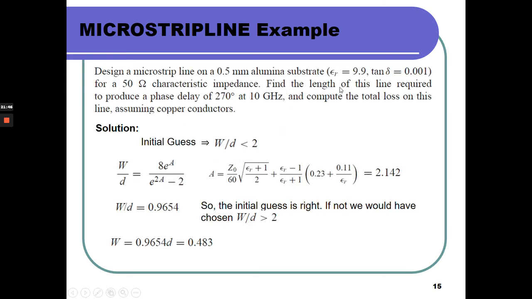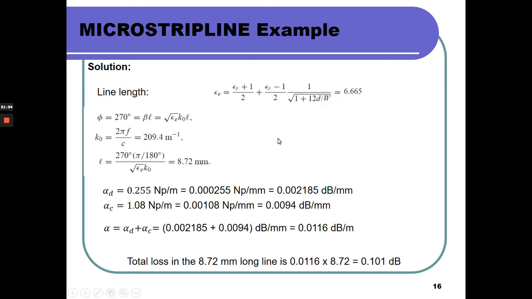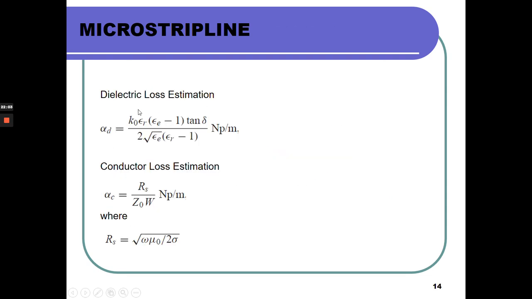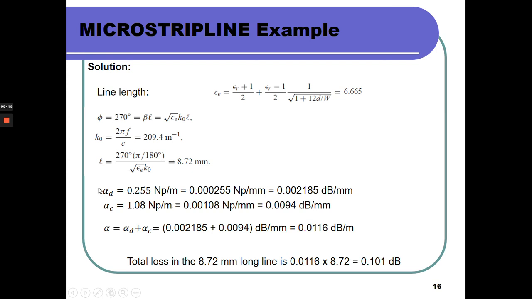Now we need to compute the total loss on this line. Okay, so this part of the answer is done. Now we need to find alpha d. Alpha d is from here. You put all the values, you get alpha d, and you put all the values here, you get alpha c. So alpha d, the first value we get, is 0.255 Napier per meter, which is actually 0.000255 Napier per millimeter, because this is per meter, right? So you need to divide by 1000.